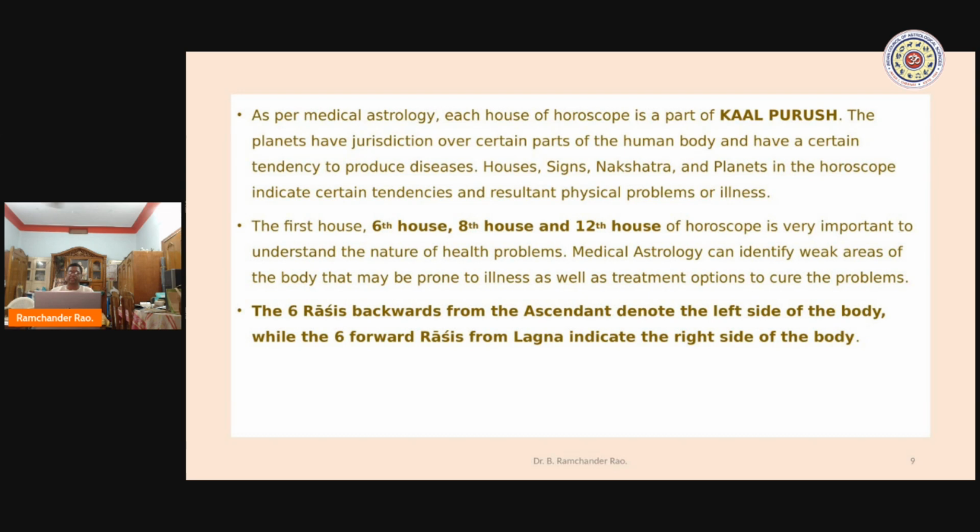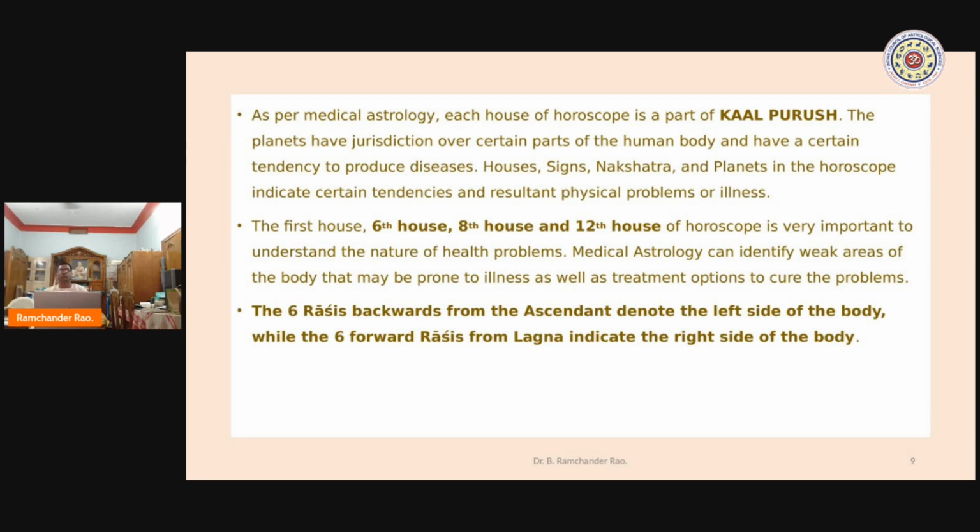We are trying our level best to get the pinpoint of the event and the pinpoint of the disease: when it is going to come and which part is going to get affected. We have to see and tell that it is 100% correct. Well, that is the beauty of astrology and the astrologer.